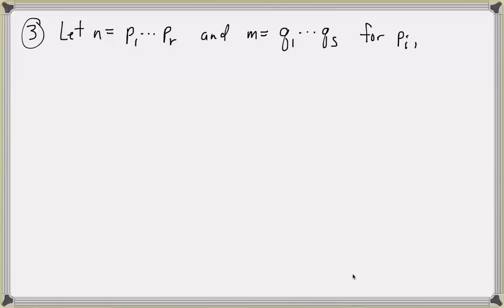So we see that the Jacobi symbol also has this multiplicative property. Now for property 3, I'm going to let n be p1 times up to pr, and m is going to be the product of primes q1 up to qs. So the pi and qi are odd primes.